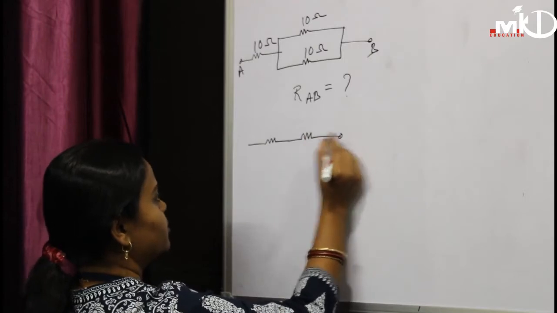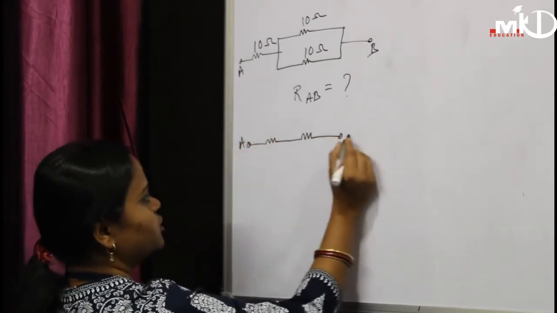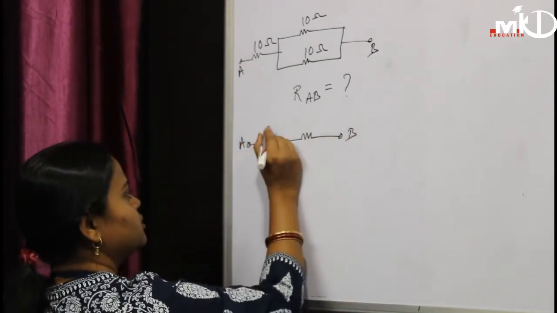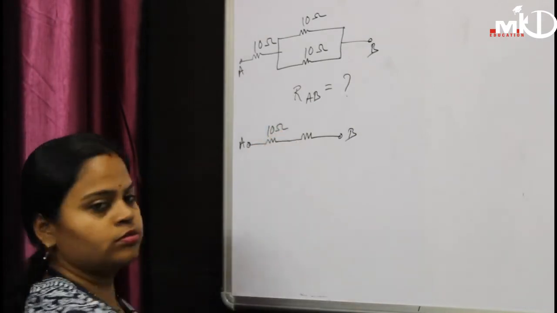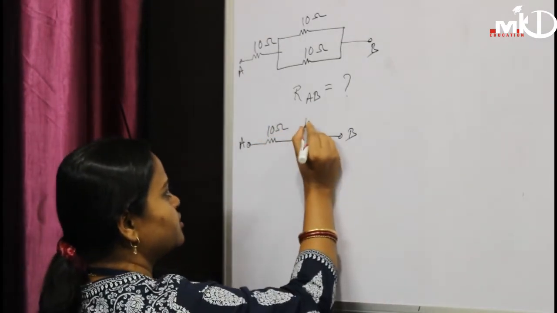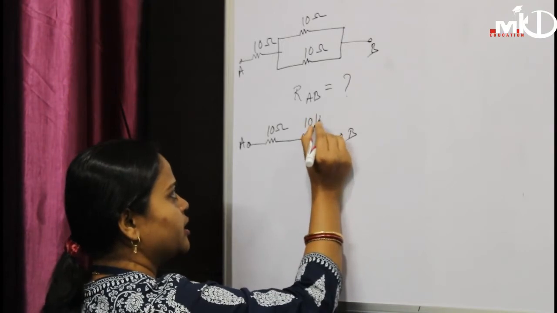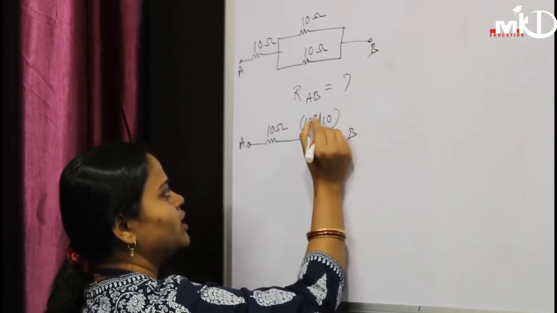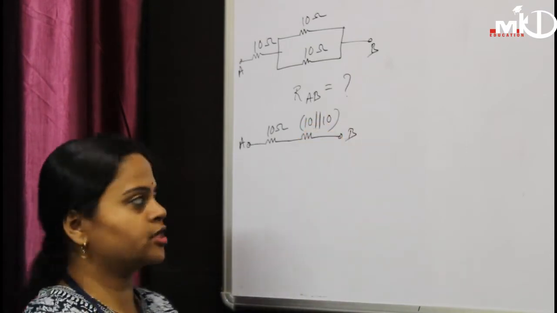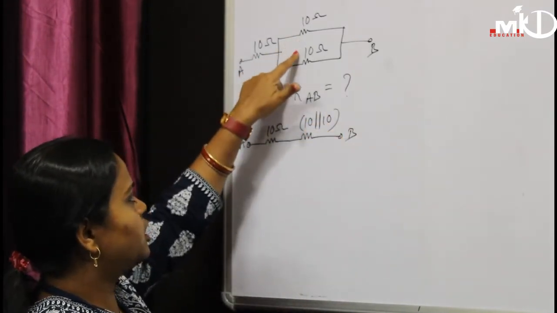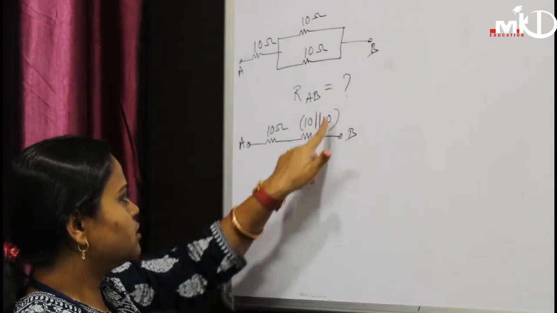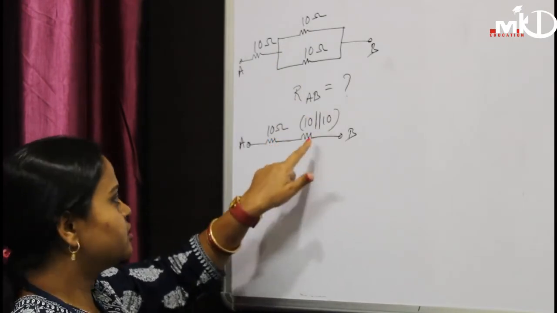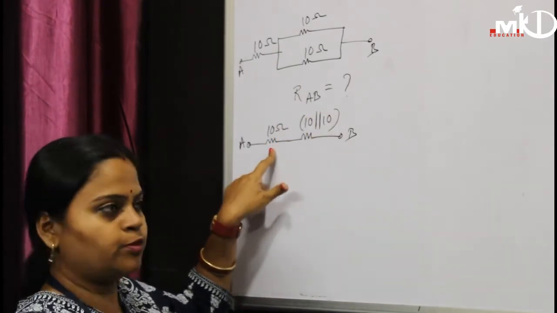So I can redraw this circuit like this. This is one resistance. This is point A and point B. This is 10 ohm and this resistance is 10 parallel with 10 ohm. These two lines are the symbol of parallel circuit. This 10 parallel with 10, and this total resistance is in series with this 10 ohm resistance.